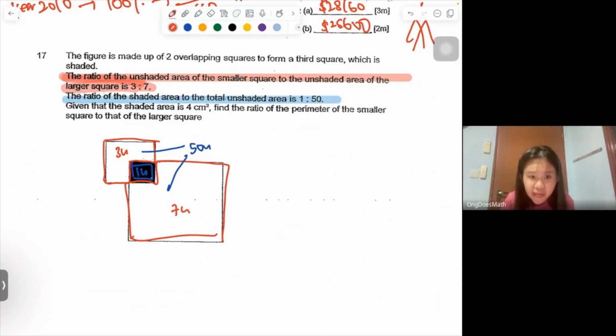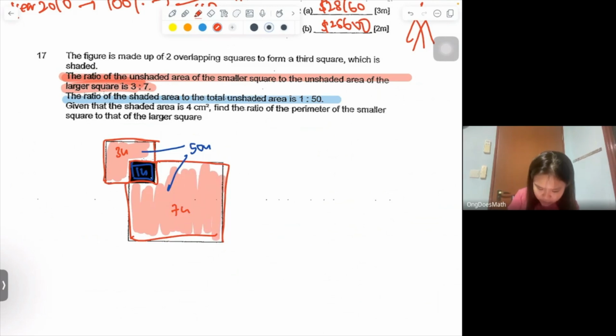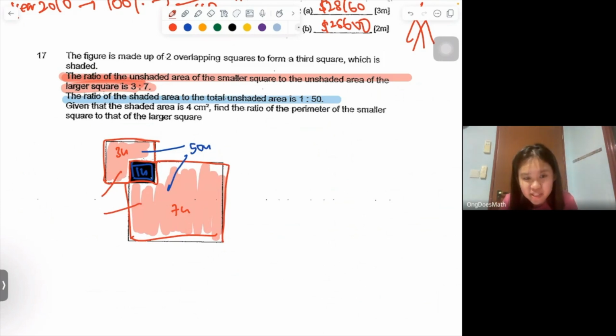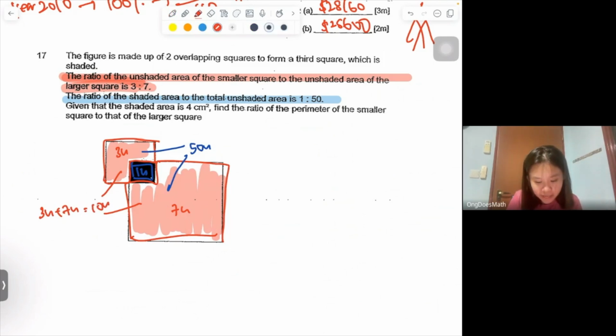Okay, so we have a lot of information right now, so let's digest it. So this guy plus this guy, at first we said that there are 3 units and 7 units separately, right? Which means that if we add them up, it will be 10 units. Okay, so like I said earlier, it can't be two things at the same time. So it can't be 10 units and 50 units at the same time, which means that we have to do multiplication for one of them.